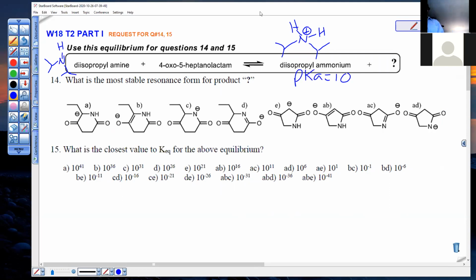So this must be a base that's taking an H off of 4-oxo-5-heptanolactam. Which of these is a lactam? Let's just draw it. 4-oxo-5-heptanolactam. Lactams are cyclic amides.